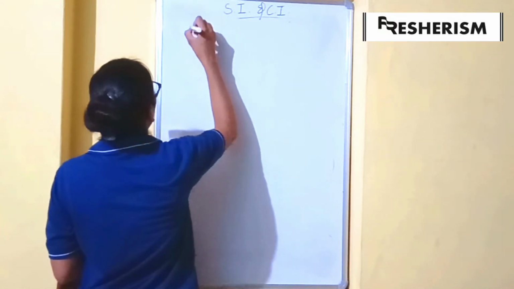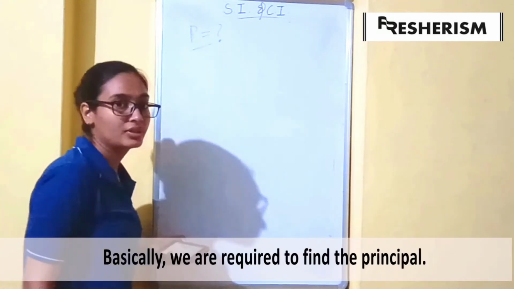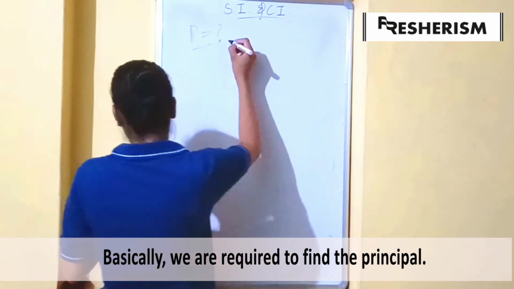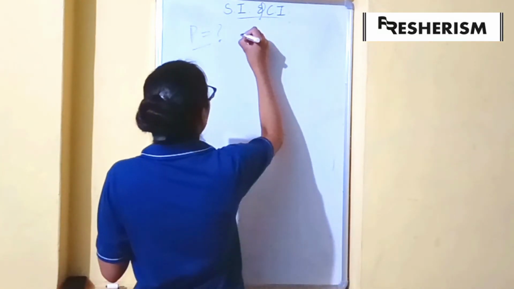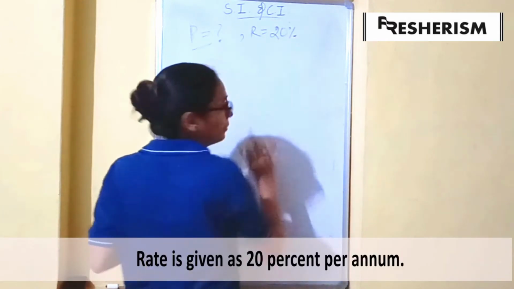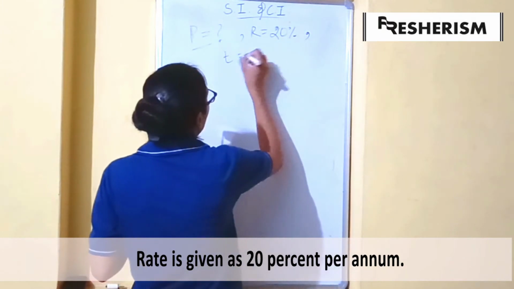So we have to find the principal, that means the sum that has been lent out, and we are given that the rate is 20% per annum, and it is lent out for 2 years.